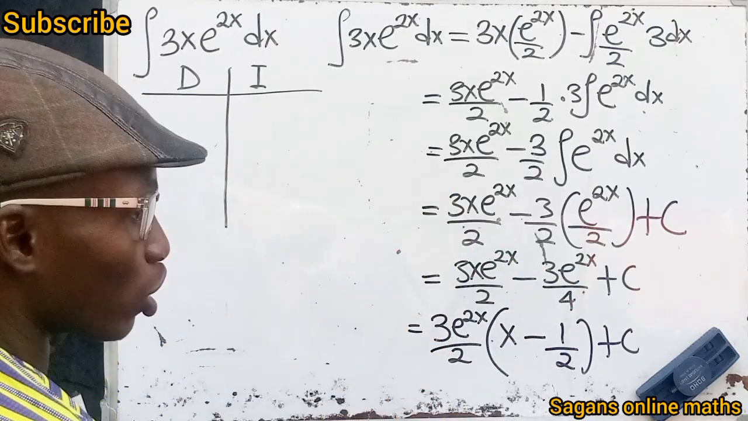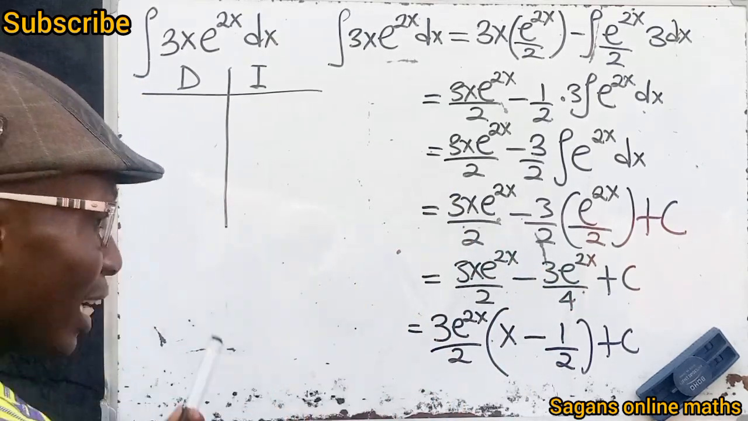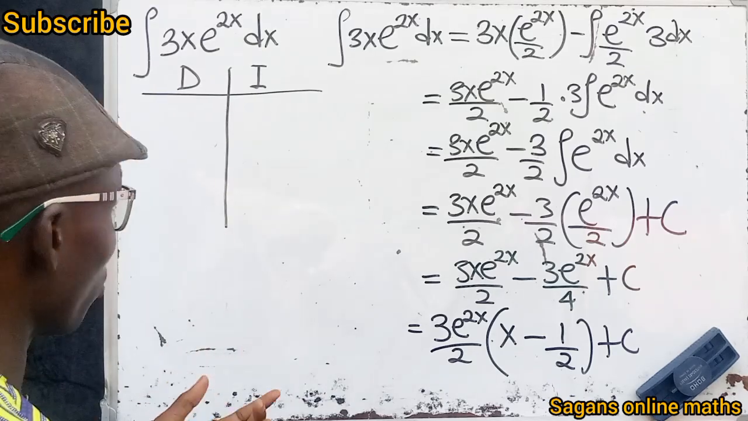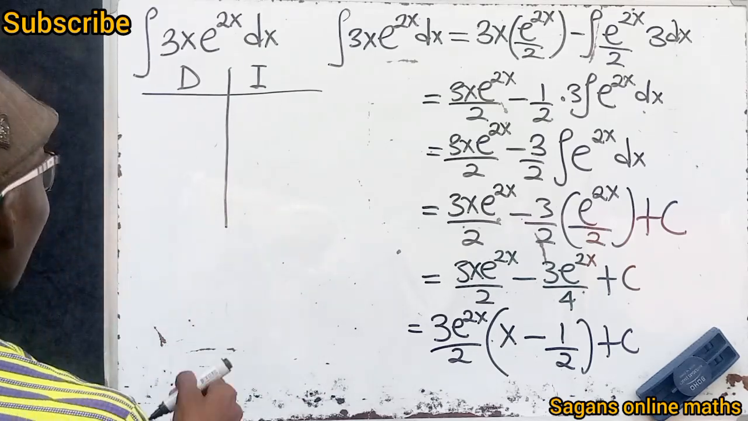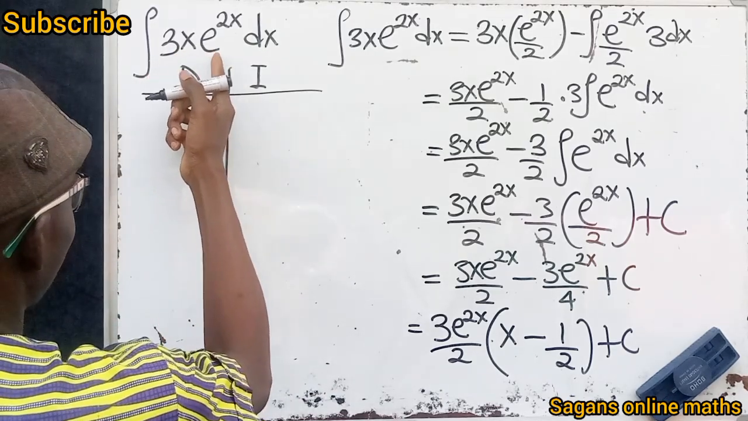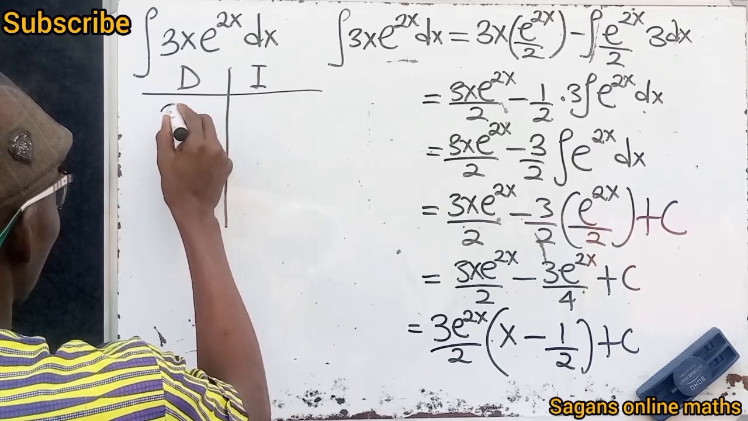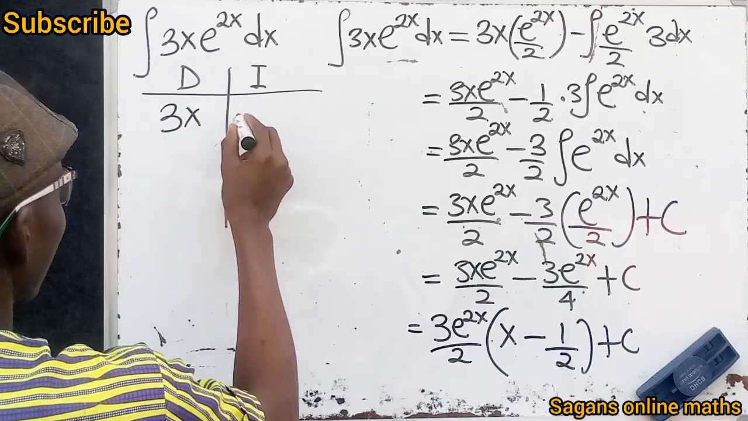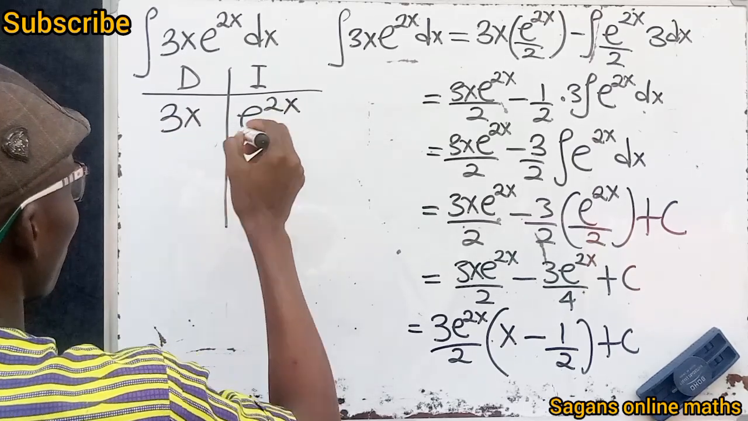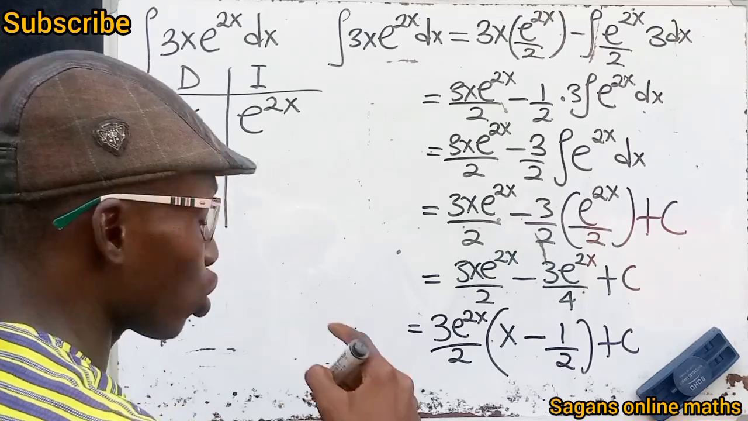But I want to show you another interesting method of solving this using the DI table. This is like a table. Now, what I want to do is differentiate this and integrate this. So we will differentiate 3x and integrate e to the power 2x. This is what we are going to do. Now, I also want to draw your mind to the cofactor.